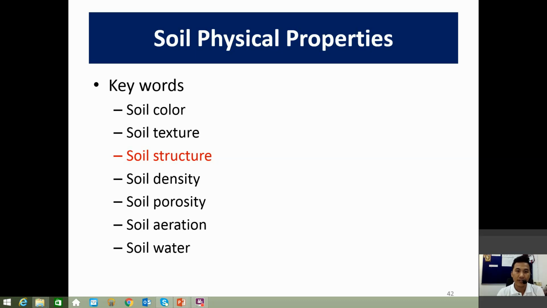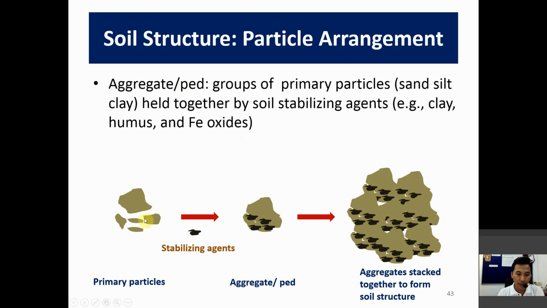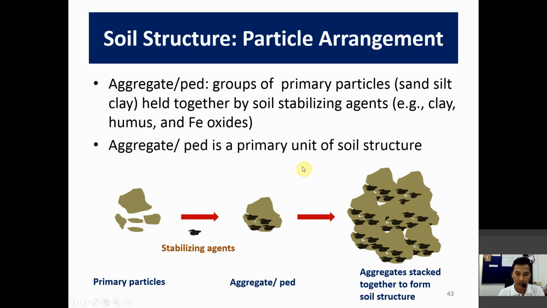Today, we're still on the topic of soil physical properties and we get into more detail on soil structure. As previously, we already discussed the soil particle distribution, which is the soil texture, and now we'd like to look at the arrangement among soil particles. This is how the soil aggregate, or the soil structural unit, can be formed.